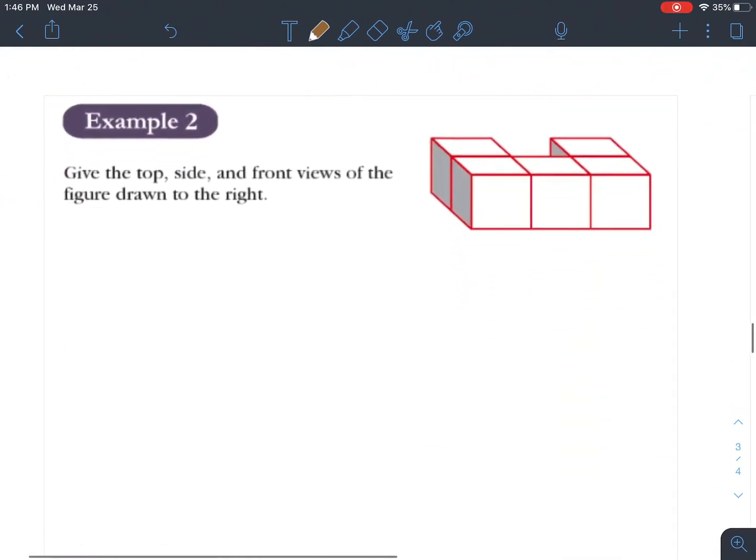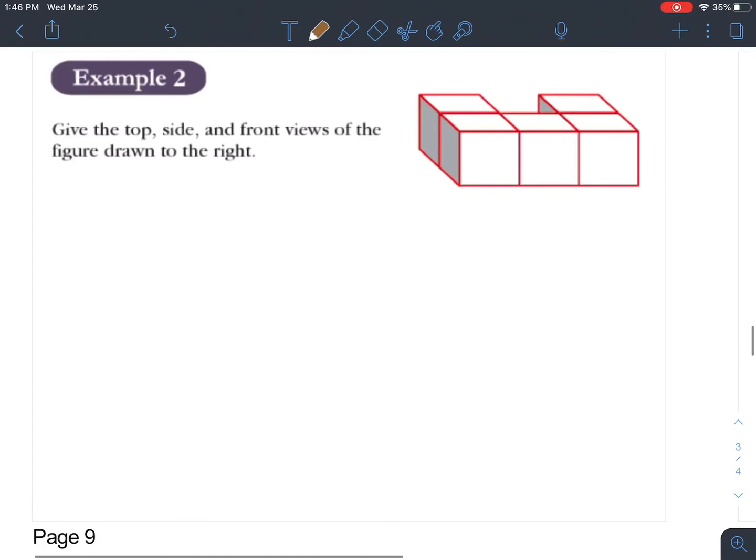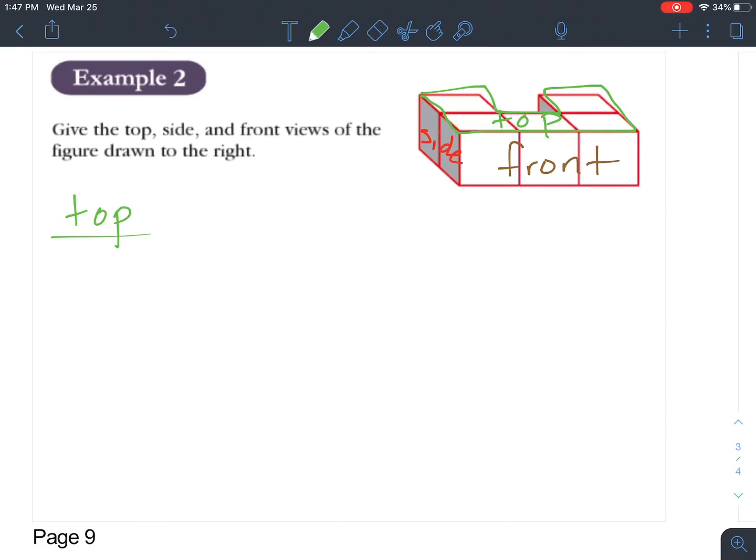So for this example, we're supposed to give the top, the side, and the front views for this picture. What I'm thinking then is that we're going to have the front there. This will be our side. And then there is the top. So we should go ahead then and draw each of these. I did the top last in green, so I'm going to start with that. And I noticed that the top is this shape. It's kind of a U shape. So we can go ahead and draw that out.